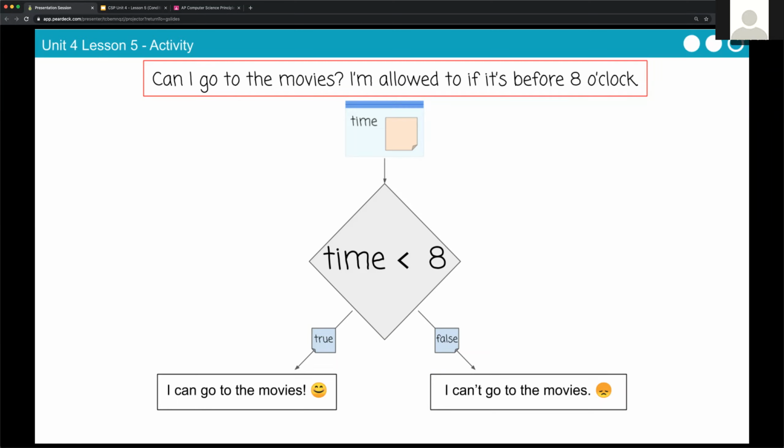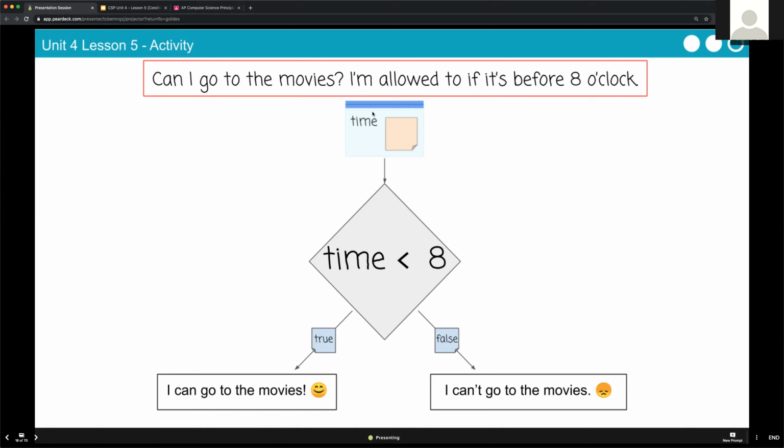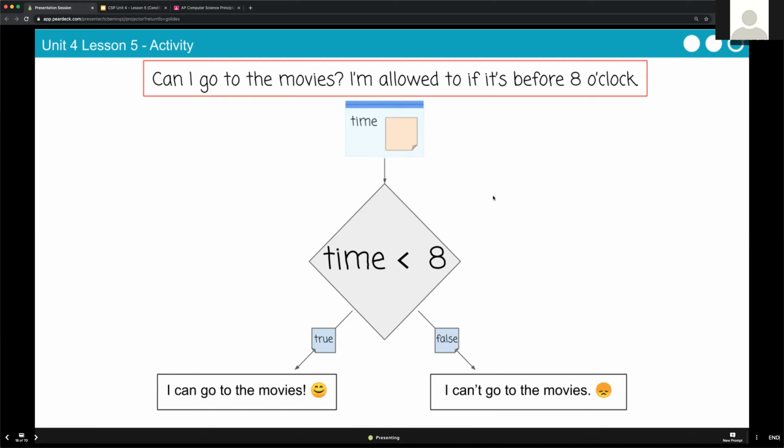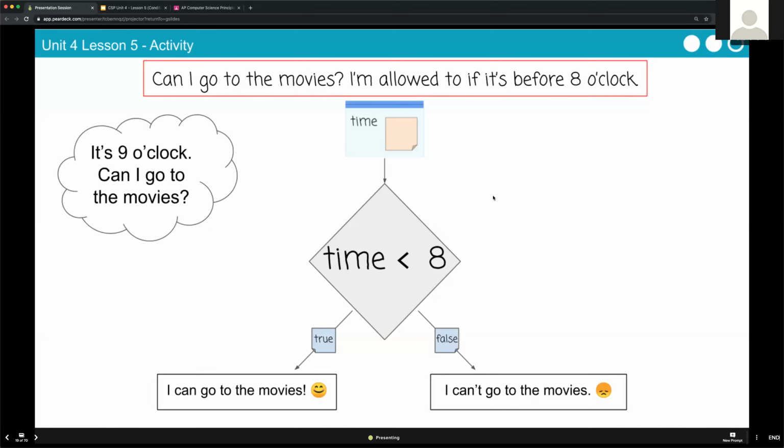And so if we look at this slide, what we're looking at is called a flowchart, which helps us visualize the decision that we would make, but also how a computer looks at it as well. So based on whatever value this time variable has, we can then use that to evaluate this conditional statement. So let's say that it's 9 o'clock.